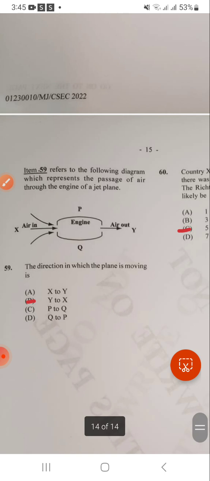Number 59. The direction in which the plane is moving is Y to X, and we know that because the air enters from the front, and we can see on the drawing that the air is entering from X, so we know the plane is going from Y to X. Number 60. Country X experiences an earthquake and there was minimal damage to buildings. The Richter scale reading would most likely be 5. That is C.